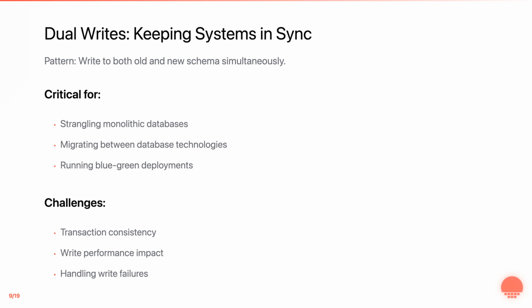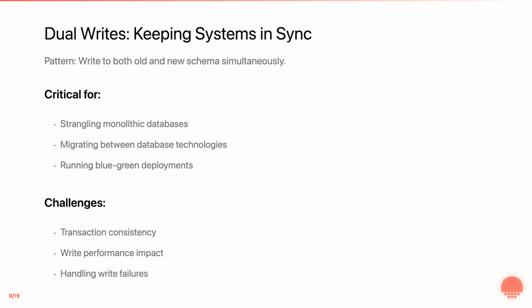Dual writes are the technique that makes all this possible. Every time you write data, you write it to both the old and new system simultaneously. This is your safety net when strangling a monolith or switching database technologies entirely. But here's the gotcha. What happens when one write succeeds and the other fails? You've now got inconsistent data.